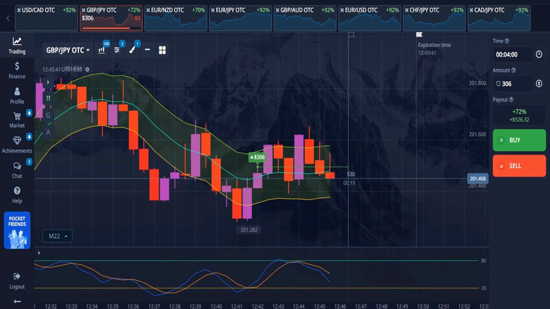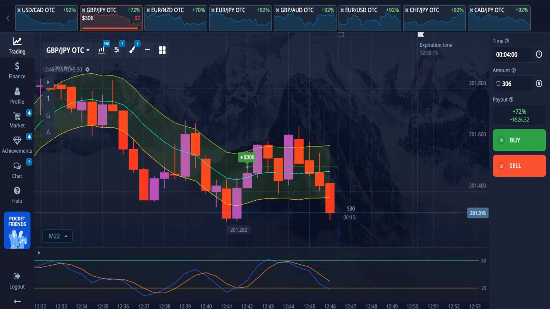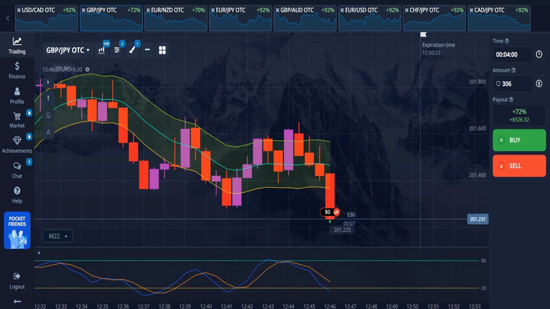So based on this confirmation, I entered a buy trade with a 4-minute expiry. Let's wait and see how this trade performs. We lost this trade, and that's completely normal.